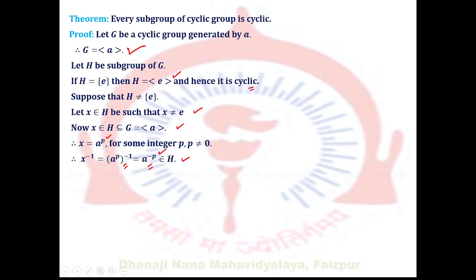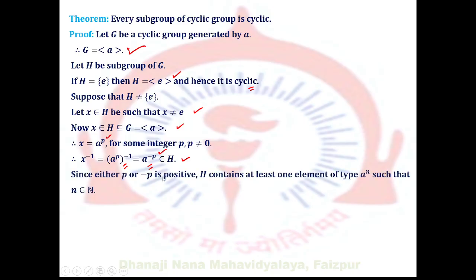Since either p or minus p is positive, H contains at least one element of the type a raised to n, where n is a positive integer (a natural number). Because X is an element of H, X inverse is also an element of H. So H contains at least one element of the type a raised to n, where n is a positive integer.